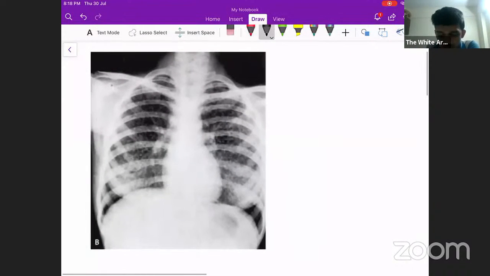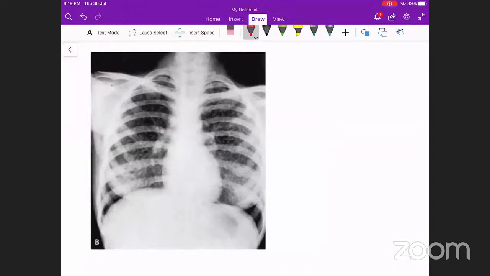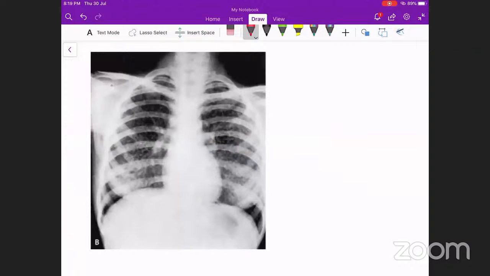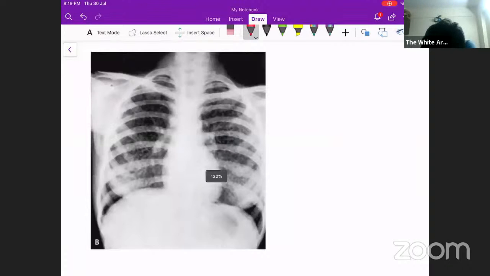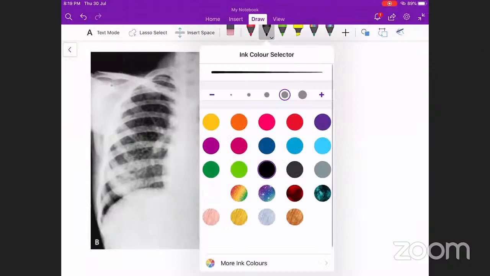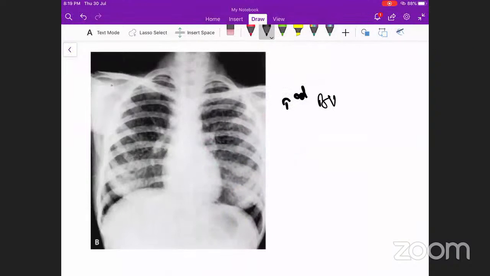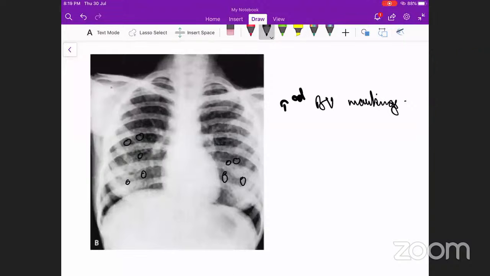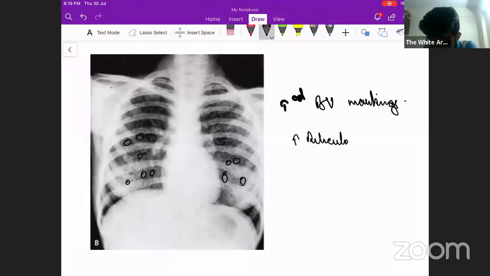So the chest X-ray showed this. What can you make out in the chest X-ray? Sir, multiple small nodules. More than air bronchograms, what can you find? Increased bronchovascular marking is there. Is there something else that is prominent? Reticular opacities are there. See, reticular opacities are present everywhere. Correct, no? Yes, sir. And increased reticular opacities. So this was the chest X-ray finding.